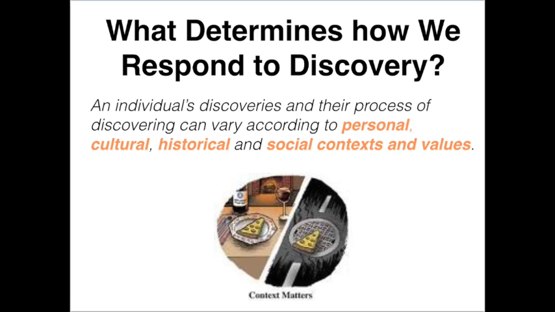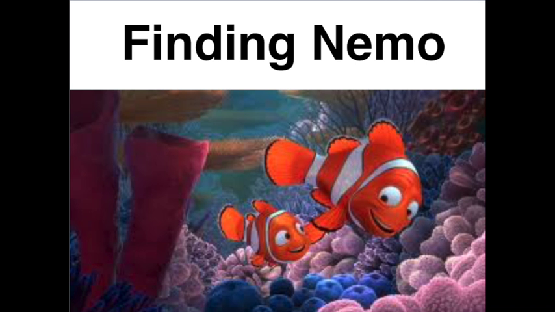An individual's discovery and their process of discovery can vary according to personal, cultural, historical, and social contexts and values. To give you an example of how context shapes perspective, I recently watched Finding Nemo with my 4-year-old son. The film explores a variety of human experiences, albeit through anthropomorphism. However, I believe that a father's desire to protect his child is the central humanistic idea of the film.